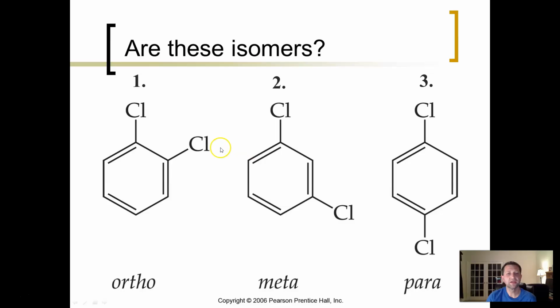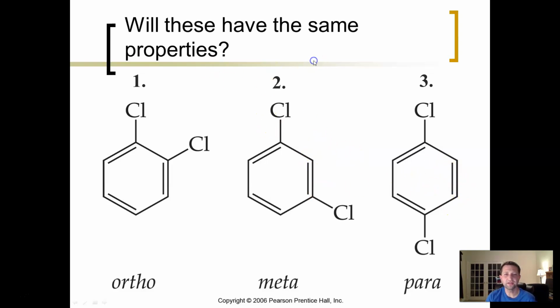So these are isomers because the formula is the same, right? But you have a different skeletal structure. You actually have the chlorine next to each other here, a carbon in the middle, and 2 carbons in the middle. So that's important to understand. So the next question, the follow-up here, will they have the same properties? The answer to that is definitely not.